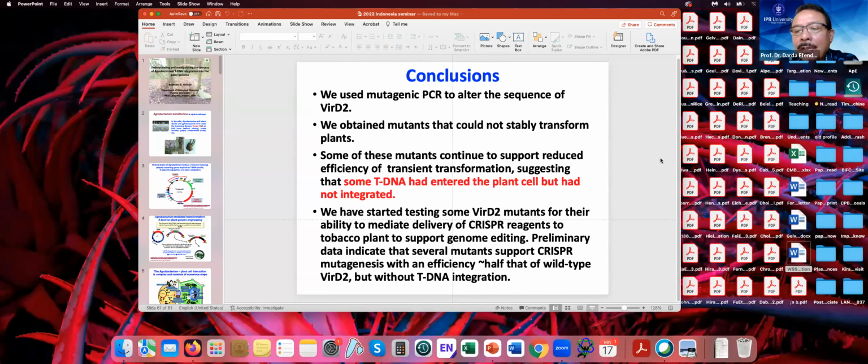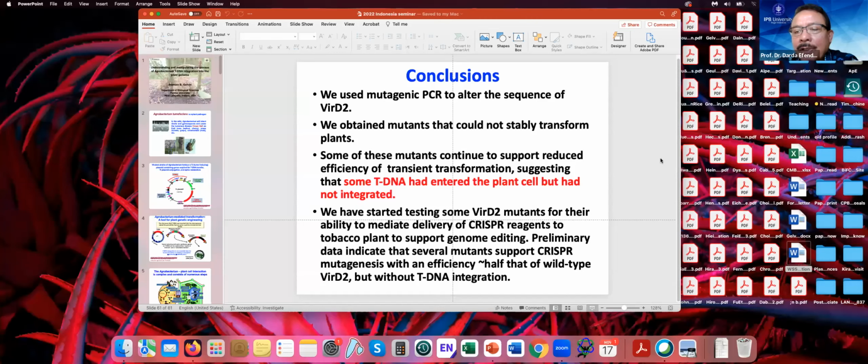VIR-D2's role in T-DNA integration, if any, is unknown. VIR-D2 is involved in many processes upstream of T-DNA integration, as far as I know, and mutations in VIR-D2 that impair integration can also impair one or more of these processes. So do they have this potential issue?